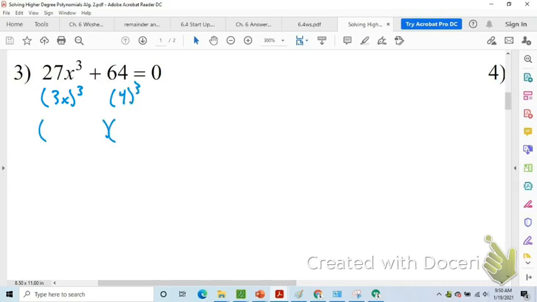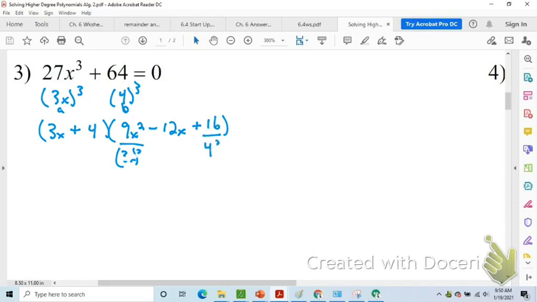Hopefully you already have the formula written down somewhere else. But it's going to be same, opposite, positive with the signs. And I put 3x here and 4 there because that's my a and that's my b. And then I would have a squared right here. So that's going to be 9x squared. Once again, that's 3x squared. Then I have a times b, so that's 3x times 4, which is 12x. And then last but not least, I have b squared here, so 4 squared is 16.